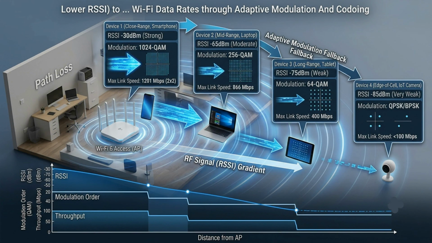Lower data rates. Modern Wi-Fi systems use adaptive modulation and coding. When RSSI decreases, higher order modulation schemes, 1024 QAM, 256 QAM, etc., become unusable. Devices fall back to slower modulation rates. Maximum throughput decreases.